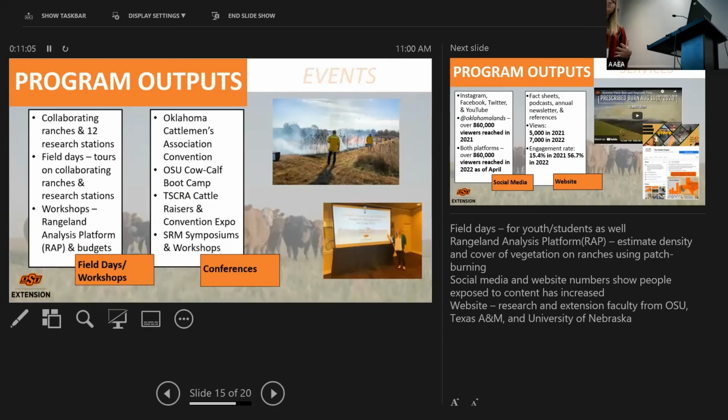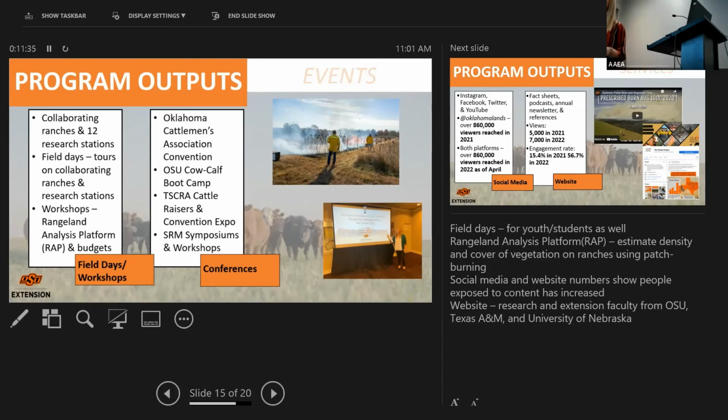And then moving on to the events that we will host will be field days and workshops and conferences. So the Prairie Project already incorporates and hosts several field days and workshops a year. But by providing these comparable budgets, we'll be able to host additional workshops and add to those workshops that are already being done. These field days occur on the 12 research stations and also the collaborating ranches that the Prairie Project works with. And the field days, they invite youth out, such as 4-Hers and FFA members, to come out and look at these collaborating ranches.